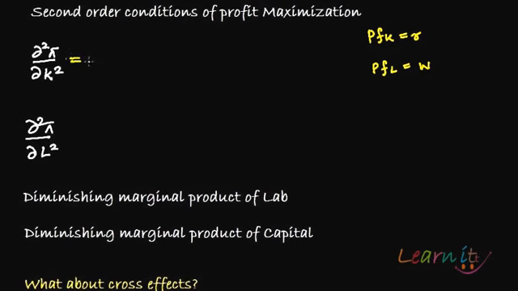There are some second order conditions that must necessarily hold for the result we will find to be one of profit maximization. We want our second order derivatives to be negative. In case we take the derivative of these first order conditions again with respect to their respective variables, we get P f_KK less than 0 and P f_LL less than 0.